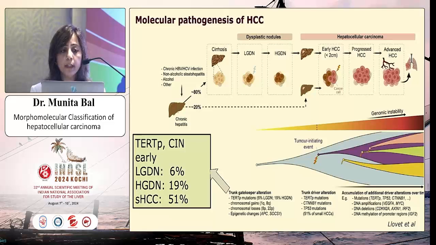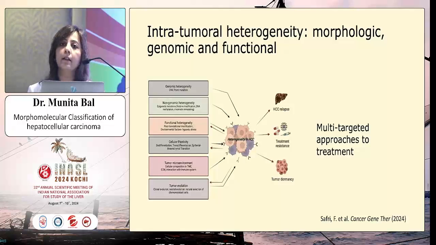What is interesting, and a lot of studies have shown this, is that TERT promoter mutations and the chromosomal instability that we see in HCC start very early. This is an early change. These are trunk gatekeeper alterations, and about 6% of the low-grade dysplastic nodules, about 19% of the high-grade dysplastic nodules, and about 51% of the small hepatocellular carcinomas already have these gatekeeper alterations in TERT and chromosomal instability.